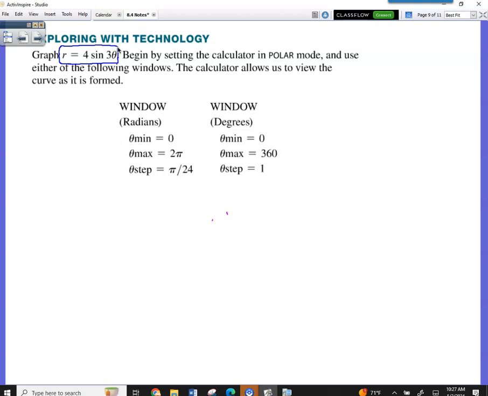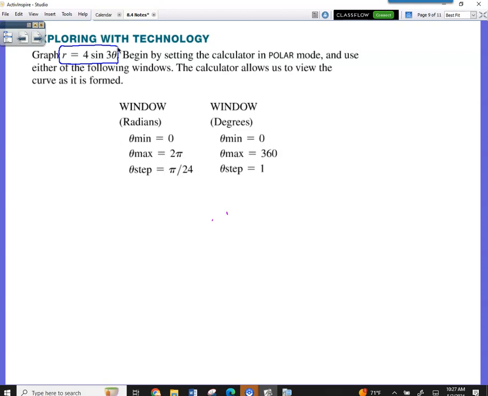Notice that they do give you, if you're in radians, you would enter it by radians. If you're in degrees, you would enter it by degrees. So it'll say either in the directions or up underneath, and it'll say use the following viewing window. And it'll let you know.